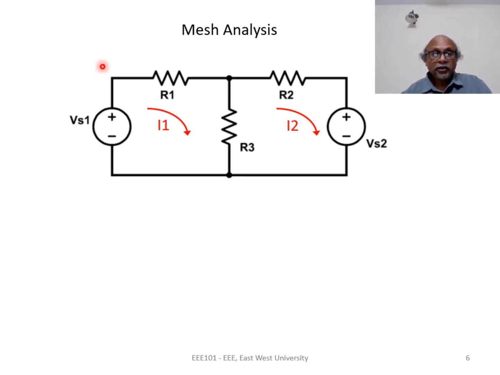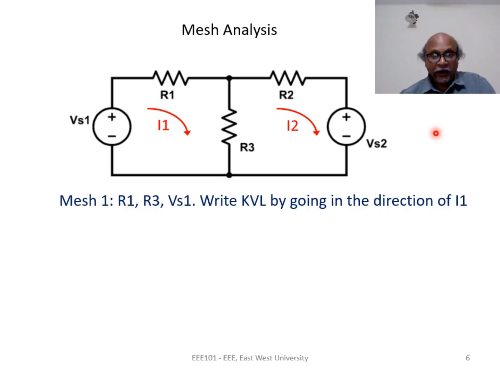In mesh 1, we have three circuit elements: two resistances R1, R3 and the voltage source Vs1. R1 belongs to only mesh 1, so the mesh current is I1, and the branch current is also I1. R3 is common to mesh 1 and mesh 2. So when we look in the downward direction, the branch current through R3 is I1 minus I2. Please understand this. The branch current through R3 flowing in the downward direction is I1 minus I2.